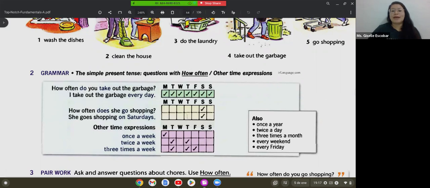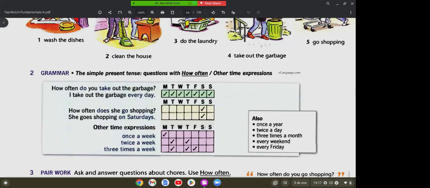So other time expressions. Estas son otras expresiones de tiempo que se pueden utilizar cuando estamos preguntando how often. Cuando hacemos preguntas de qué tan seguido, estas son otras de las expresiones que podemos utilizar al momento de responder. So those can be once a week. What is the meaning of that? Once a week. Aquí tenemos la semana completa. Una vez a la semana.